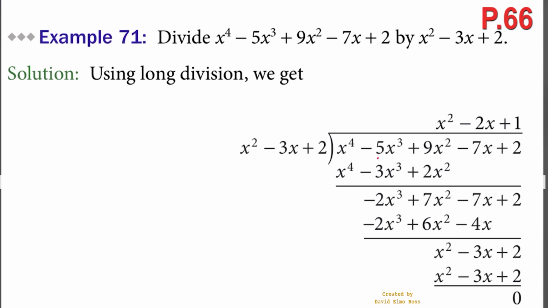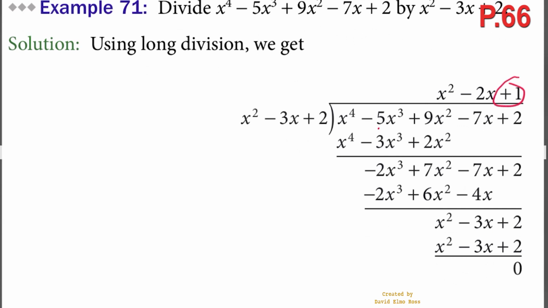So the subtraction is going to be 7 minus 6, which is going to give us x squared. Minus 7x minus minus 4x is minus 3x. And so we write that down. We still have to carry the 2 here. So we're left with x squared minus 3x plus 2. And I think you can see that that goes in 1 with 0 remainder.